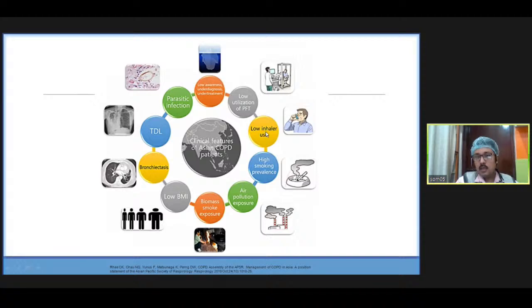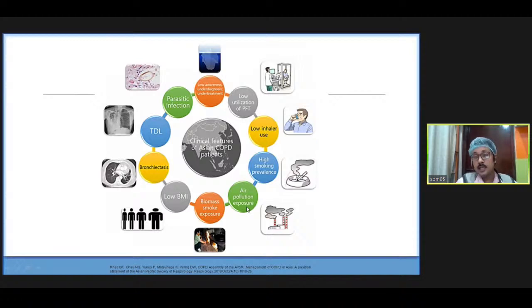Now, inhaler use is a social stigma in our country. Many patients request doctors to give some medicines for relieving COPD or shortness of breath, and they are not happy with the inhaler. So there is low inhaler use. Next, and this is the most important cause, is high smoking prevalence in our country.